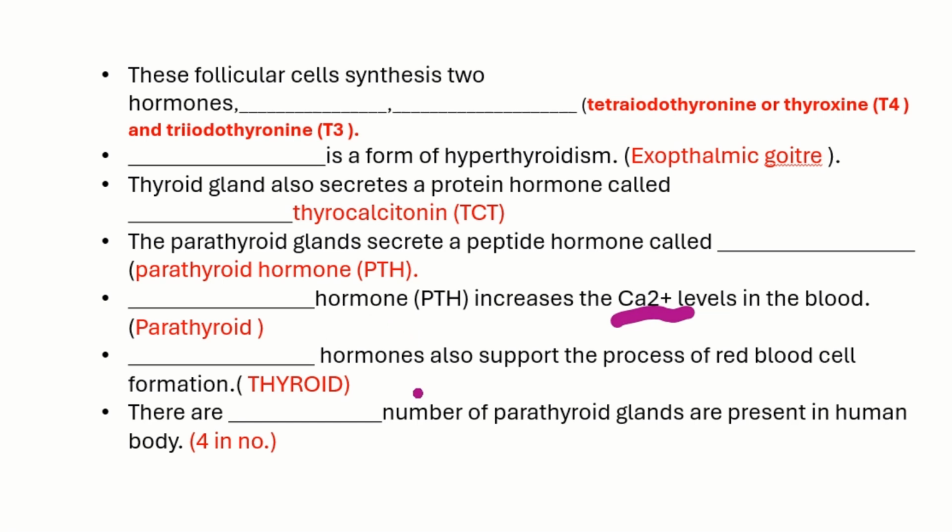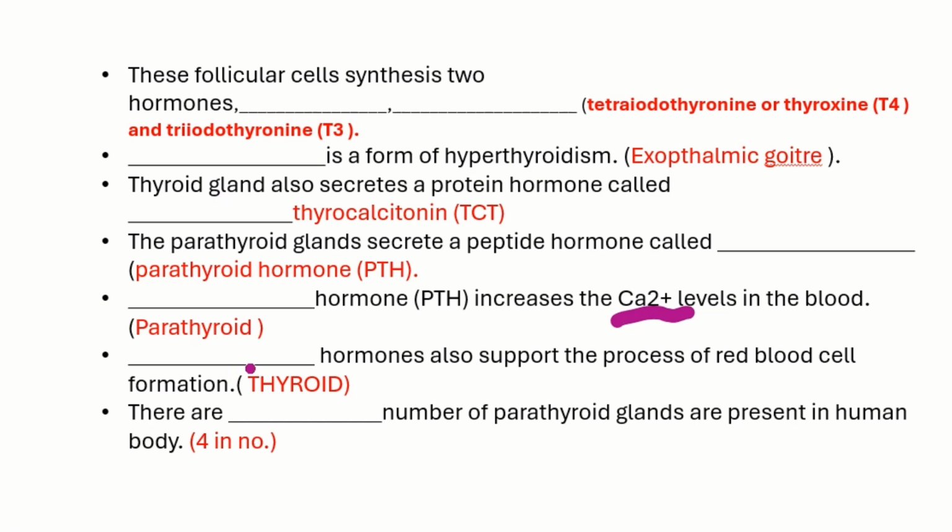Only 5 answered. Then, dash hormones also support the process of red blood cell formation. See, this is a very, very important question, so keep in mind. Dash hormones also support the process of red blood cell formation. That is thyroid. Very good.